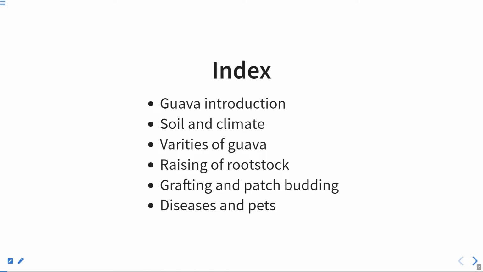So we will discuss the different varieties of guava, and there are so many ways to cultivate guava or to raise the guava plant, right? So we will discuss the raising of rootstock of the guava, and after that we will also discuss the grafting and patch budding. That is another type of cultivation with the help of vegetative propagation, right? And then at last we will discuss some diseases and pests related to the guava crop.